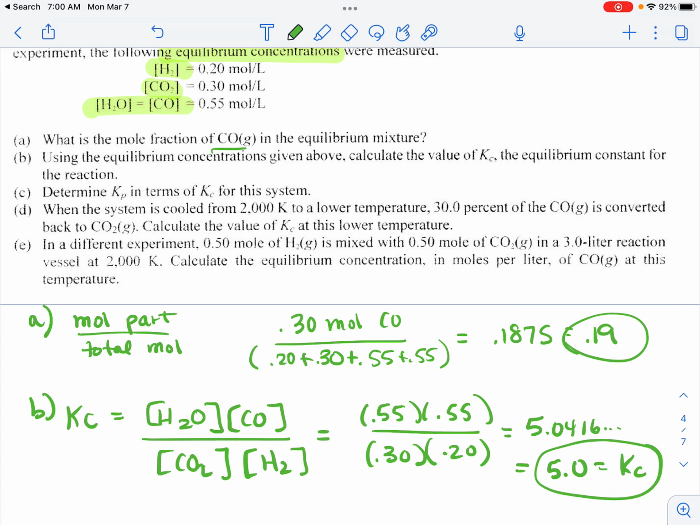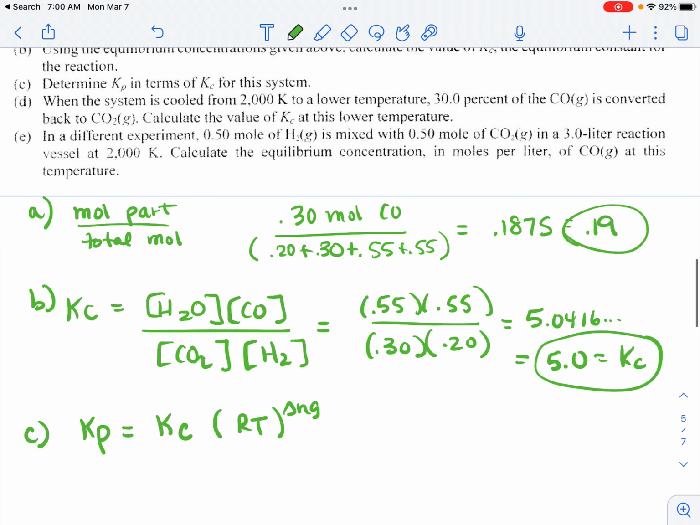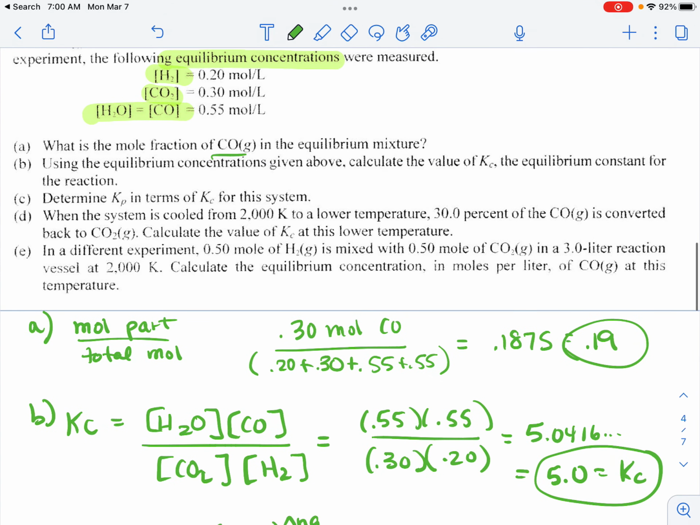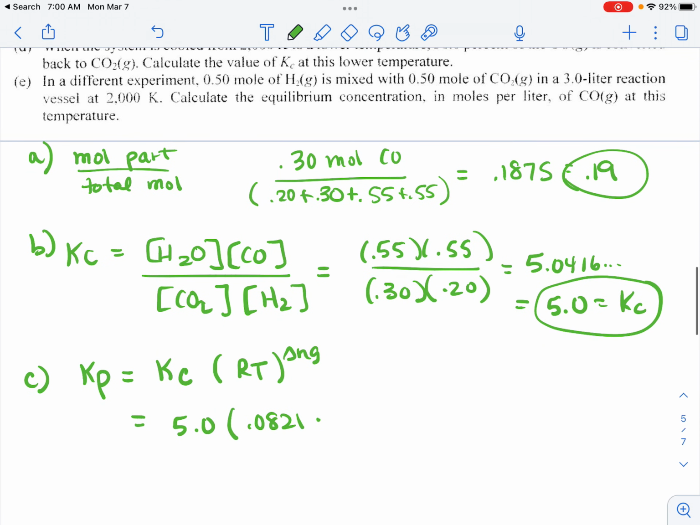Okay. So now the next thing they want is Kp in terms of Kc. So remember that your formula for this is Kp equals Kc times RT to the change in moles of gas. So I'm going to substitute in the Kc that we just found times 0.0821 times Kelvin temperature. So we're at 2000 kelvins.